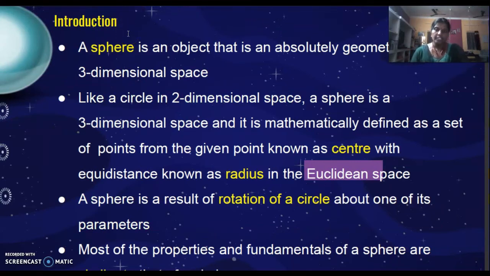A sphere is an absolutely geometrical shape in three-dimensional space. Like a circle in two dimensions, a sphere is in three-dimensional space and is mathematically defined as a set of points equidistant from the center. That is, a set of points at an equal distance, known as the radius, from a given point known as the center in Euclidean space. So, a sphere is the result of rotation of a circle about one of its diameters. Most of the properties and fundamentals of a sphere are similar to those of a circle.